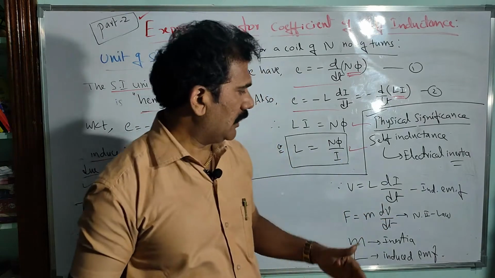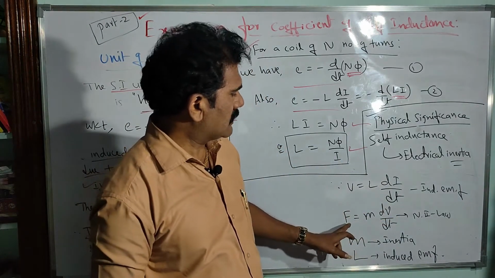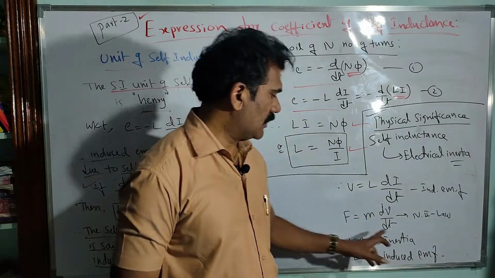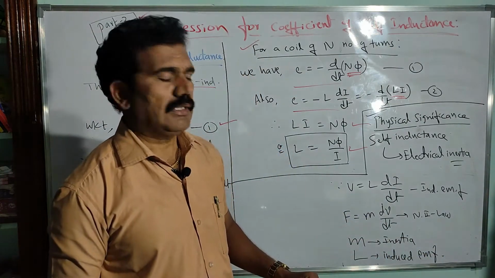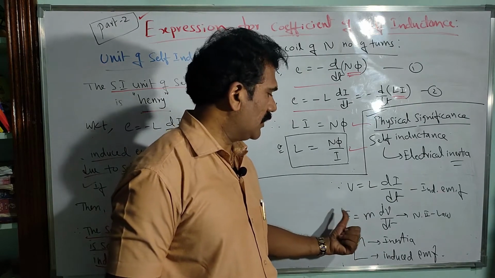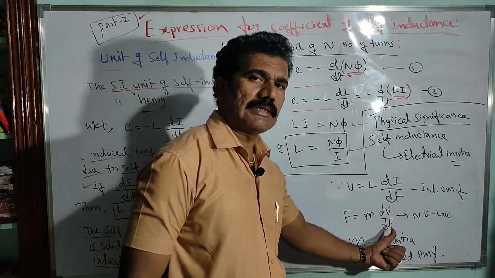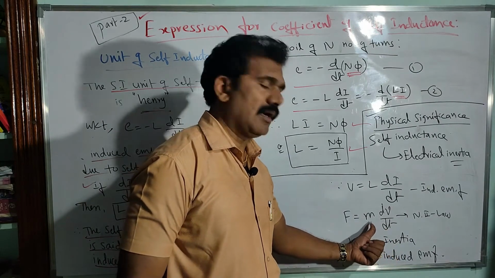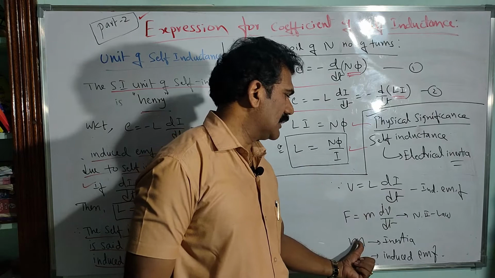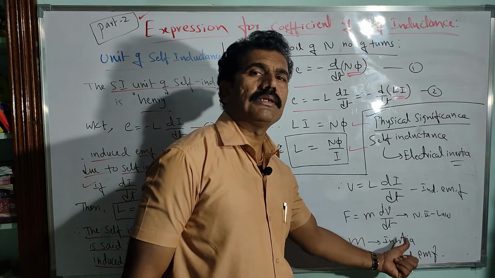So in that way we can define, for example, F is equal to m into dV by dt. What is that? Newton's second law, right? See what is the role of mass here. For the applied force, the rate of change of velocity, that is acceleration, is multiplied by mass. Here the mass is the one we consider as related to the total inertia of the body.